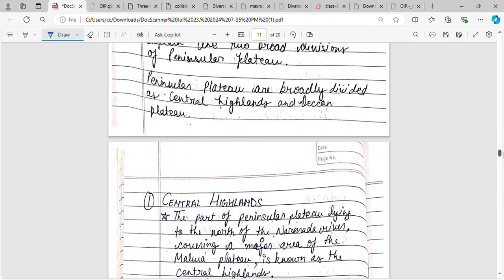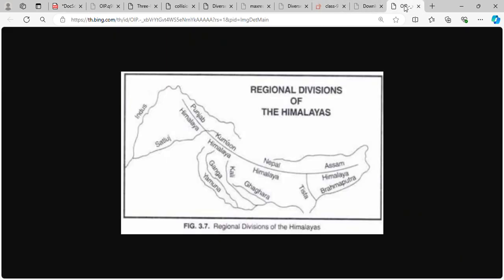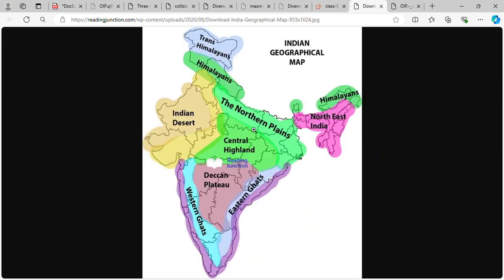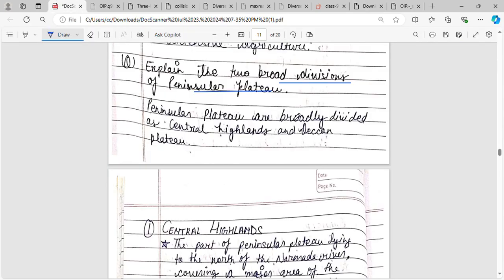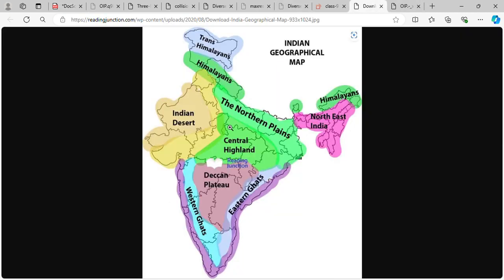Now the next is, explain the broad divisions of the peninsular plateau. So we just saw what the peninsular plateau region is. This whole central highland and Deccan plateau comprises the peninsular plateau. The peninsular plateau is divided into two. First is the central highlands. You just saw this green area is the central highlands.